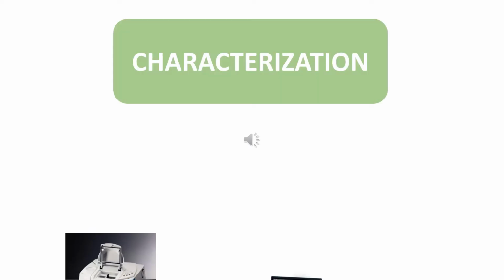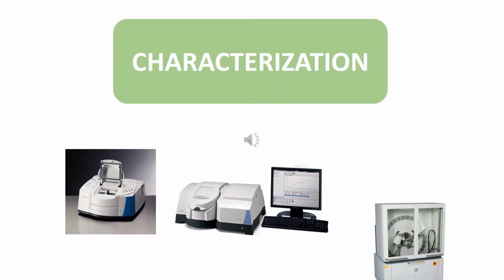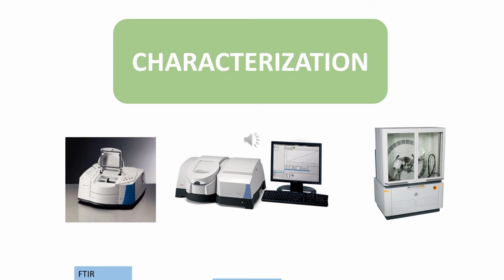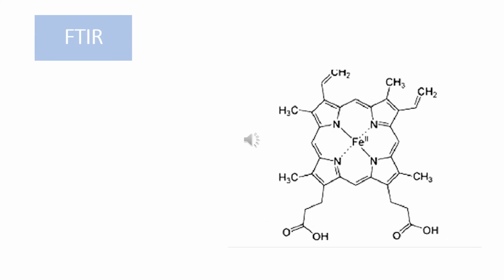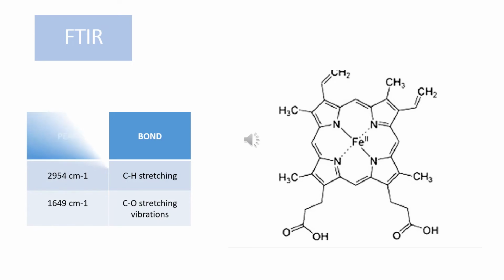Iron porphyrin can be characterized by three spectroscopies, which are first FTIR, second UV-visible, and third X-ray diffraction. The FTIR shows the functional groups that exist in the iron porphyrin molecule. From the table, there are two types of bonds, which are the stretching of CH and CO, that exist in the molecule.